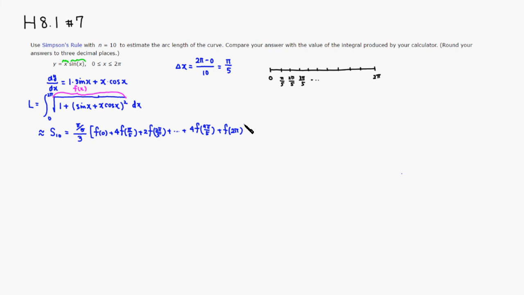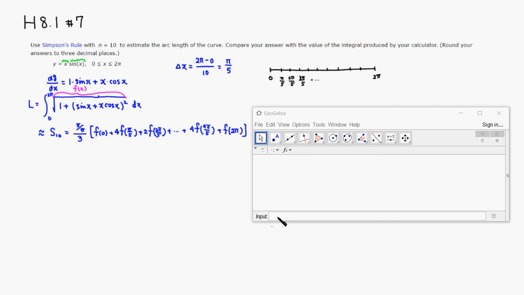So let's compute that. I'm going to bring out GeoGebra. First I'm going to define f of x. So f of x is the square root of 1 plus the quantity sine of x plus x times cosine of x, squared. Hit enter. Alright, so we have the function. Then we're going to do pi over 5 over 3, which I know is pi over 15.